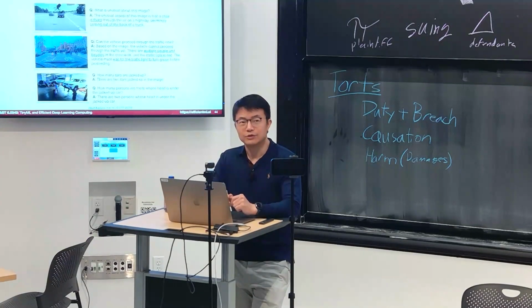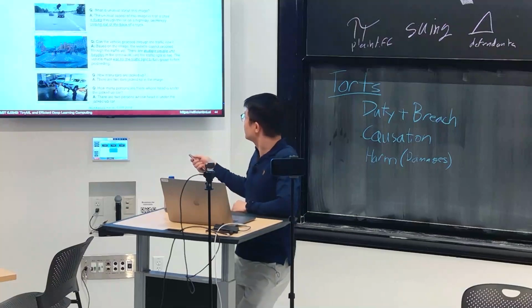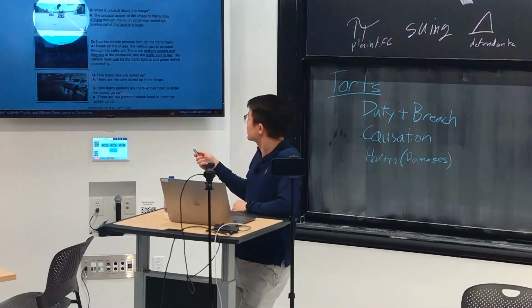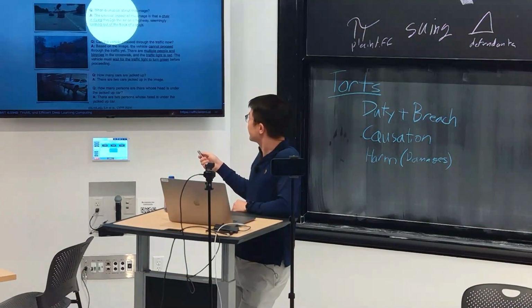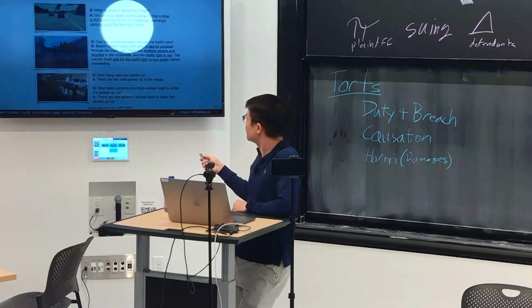So what is the visual language model? So we want to understand images and language at the same time. So for example, given the first image, what is unusual about this image? Okay, we feed it with this picture, and then the answer is the unusual aspect in this image is that the chair is flying through the air on a highway, seemingly coming out of the back of a truck.